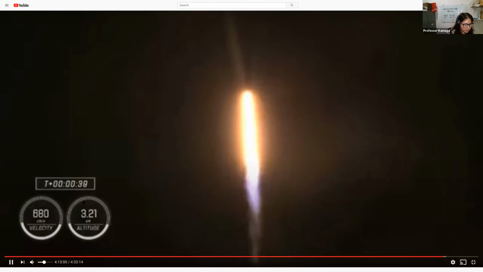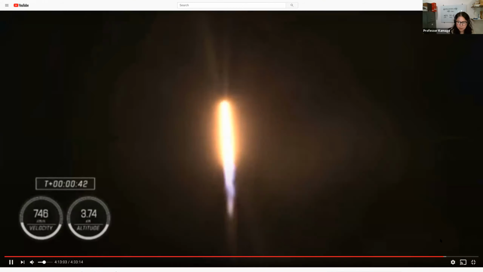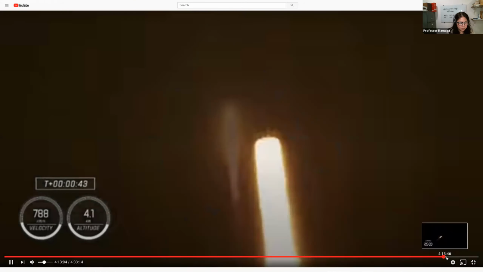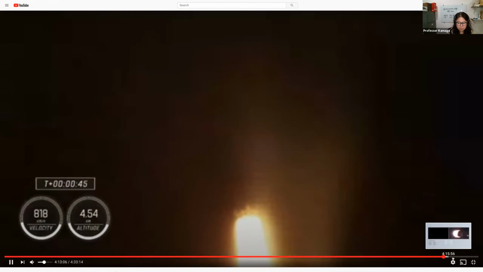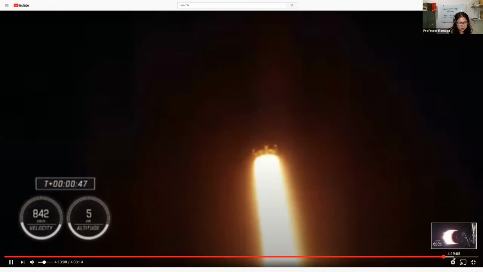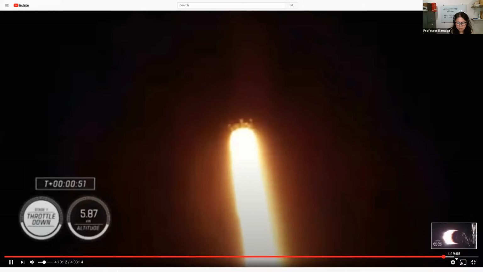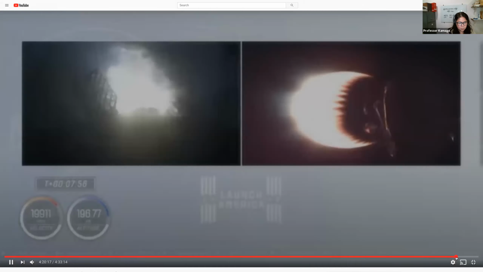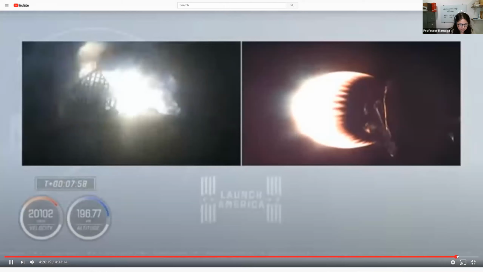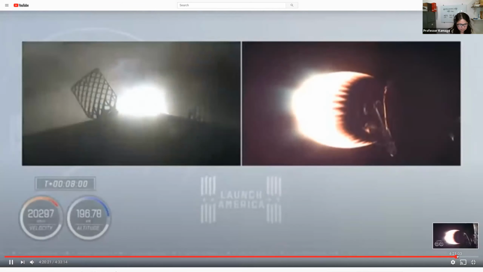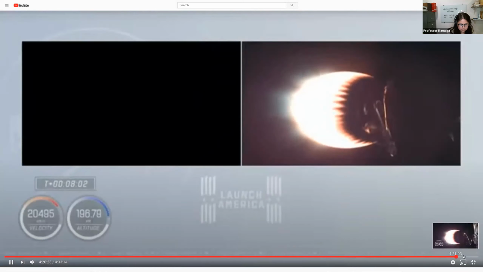Here, I want you to see the altitude. Stage 1 is preparing for max Q, which is maximum aerodynamic pressure. Stage 1, throttle down. There's that call out for throttle down. It's going to shed about 70% of the velocity by the time this landing burn completes.